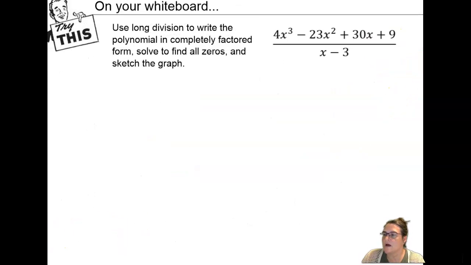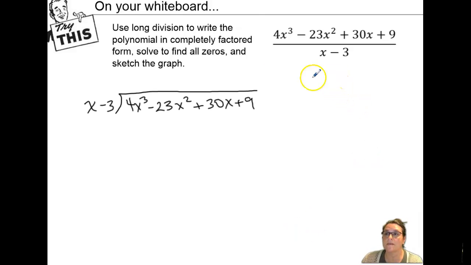Okay, so go ahead and find some notebook paper or a dry erase board and try to divide x minus 3 into 4x cubed minus 23x squared plus 30x plus 9. And then once you find that quotient, see if you can factor it completely, solve to find the zeros, and sketch the graph. And then when you're ready to check, you can resume the video. Okay, so welcome back, and let's try this problem together.